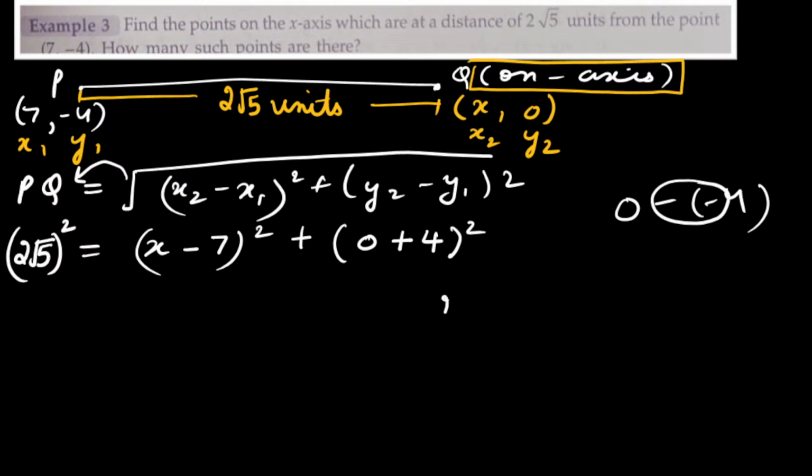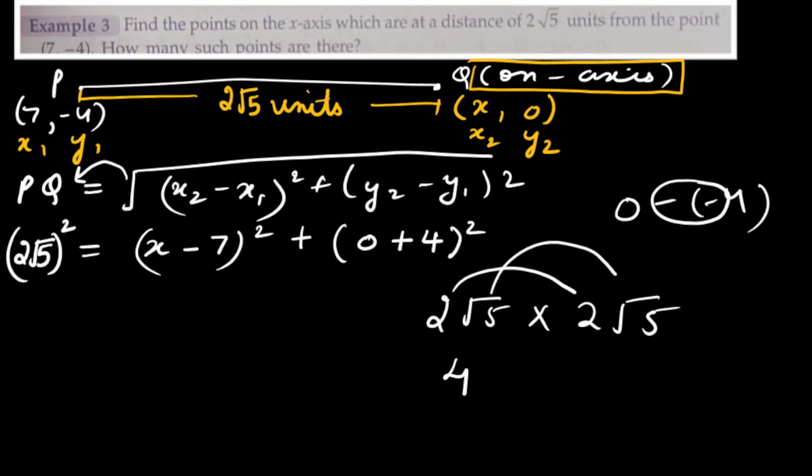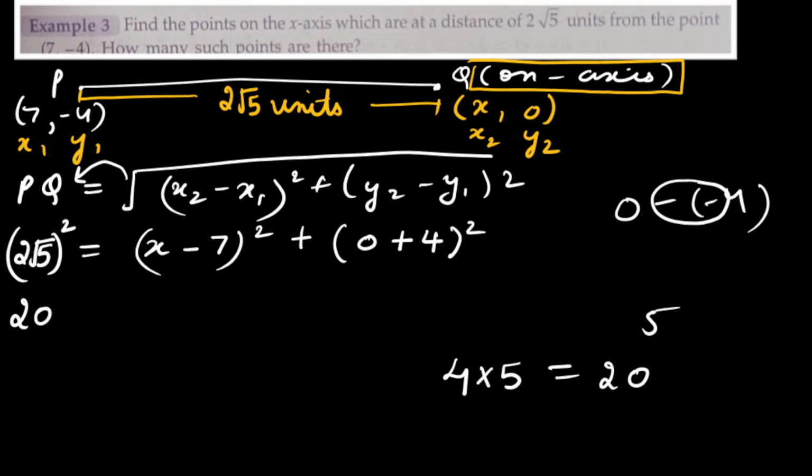2 root 5 whole square: if I do 2 root 5 into 2 root 5, 2 into 2 you can multiply, and root 5 into root 5 is 5. So 4 into 5 is 20. So here we'll get 20. I hope you are solving along with me.